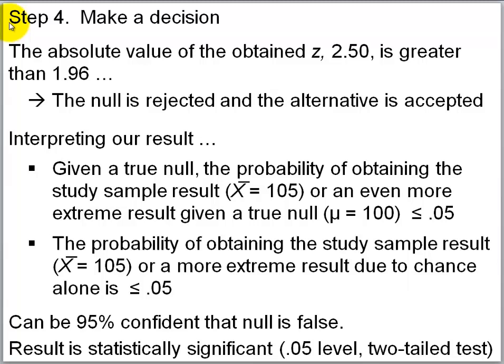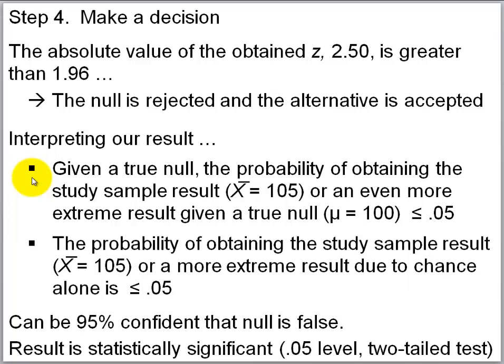So we have indeed already calculated our obtained z. It's 2.5. The absolute value of our obtained z is 2.5, and that is indeed greater than 1.96. Using our decision rule, our decision therefore is to reject the null and accept the alternative. And we can interpret this rejection of the null really in two different ways of saying the same thing.